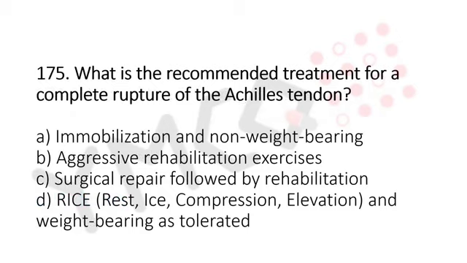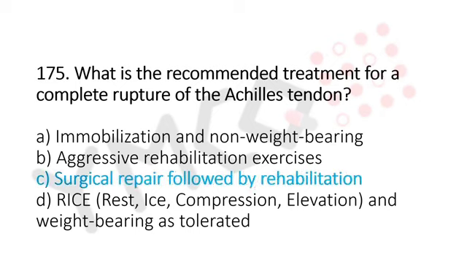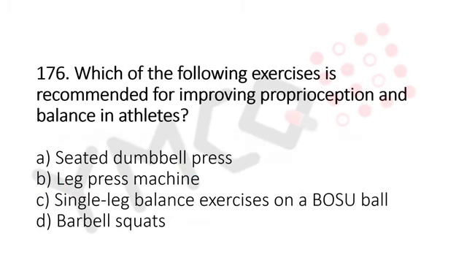What is the recommended treatment for a complete rupture of Achilles tendon? Option A, immobilization and non-weight bearing. Option B, aggressive rehabilitation exercises. Option C, surgical repair followed by rehabilitation. Option D, RICE and weight bearing as tolerated. And the answer is option C, surgical repair followed by rehabilitation. Now let's move to question number 176.